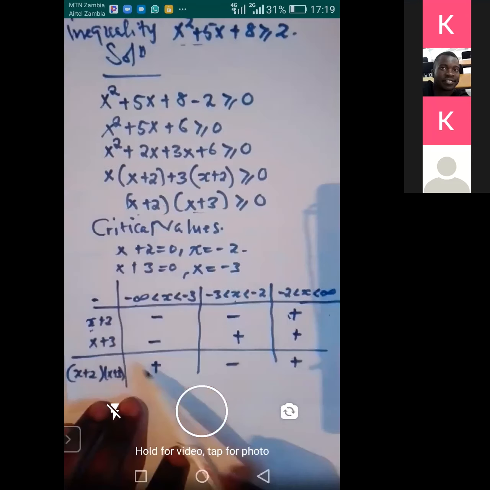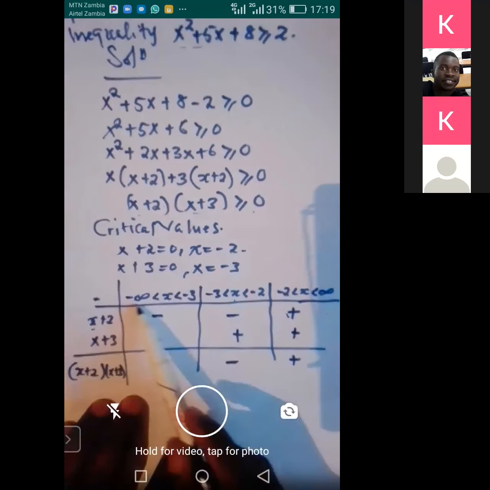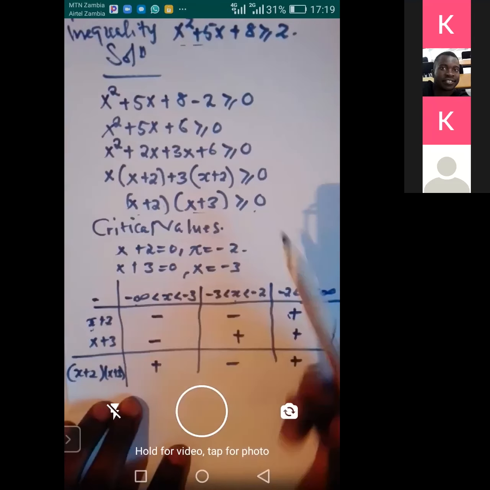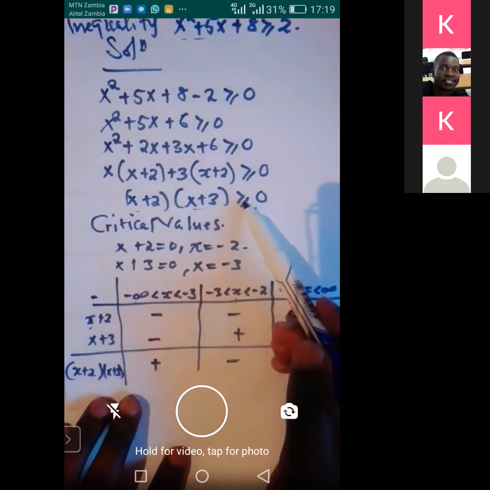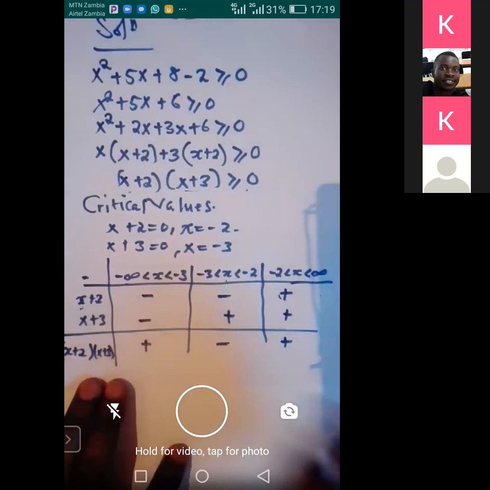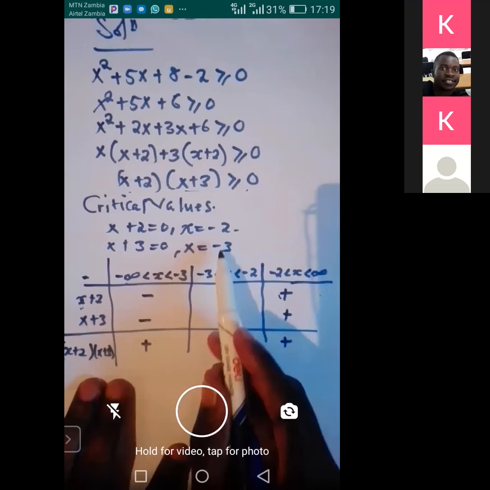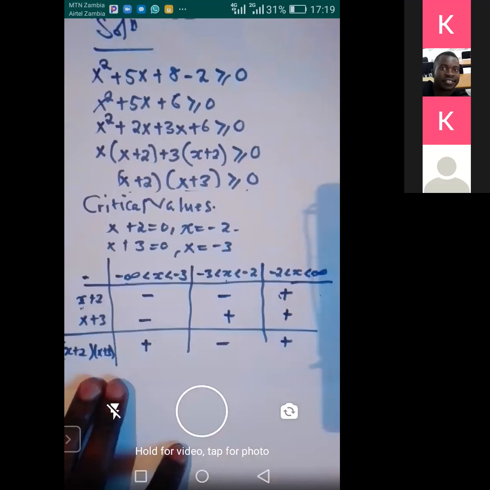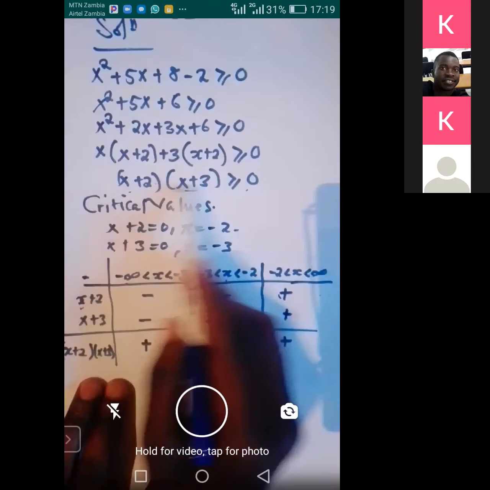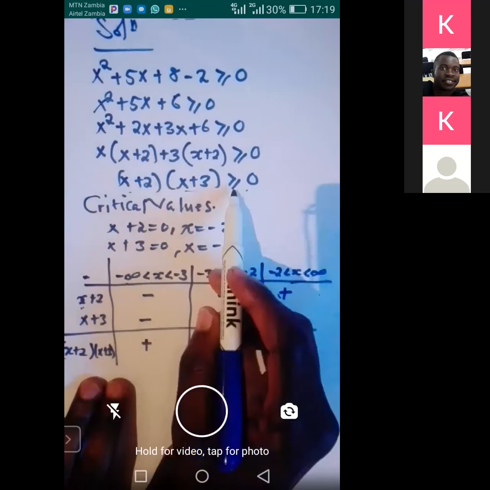So you have positive numbers in this interval and this interval here, -2 to infinity and minus infinity to -3. But we have an equal sign here. So we are going to discover that -3 is inclusive. Also -2 is inclusive, because when you put -2 there, you are going to discover that this will be a 0 and this is equal to 0. So this inequality will hold. And for -3, the same will happen, this inequality will hold.